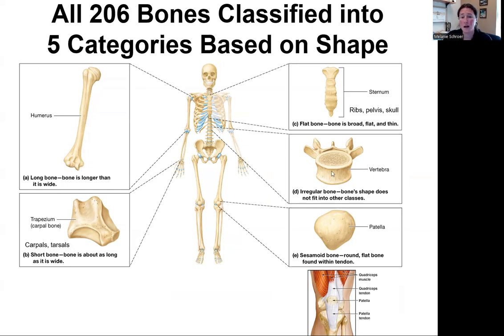Our vertebrae are irregular bones, so they don't follow any particular pattern or shape. They've got lots of stuff sticking out all over the place, and so they're very irregular. And finally, we have a sesamoid bone, really only one example in the body, and this is a bone that forms within a tendon. And so our patella forms within the quadriceps tendon and patellar ligament.